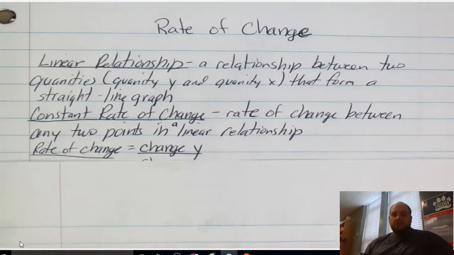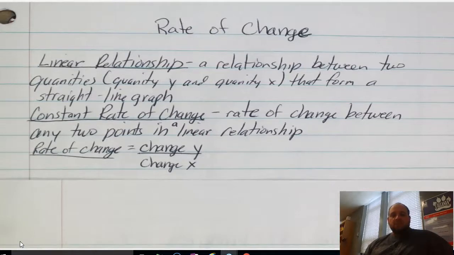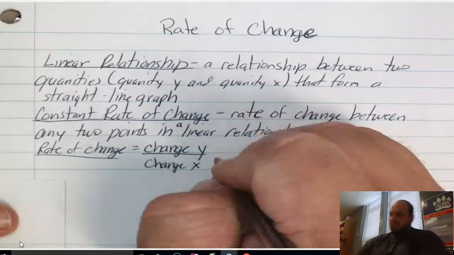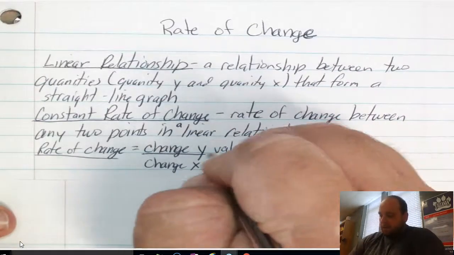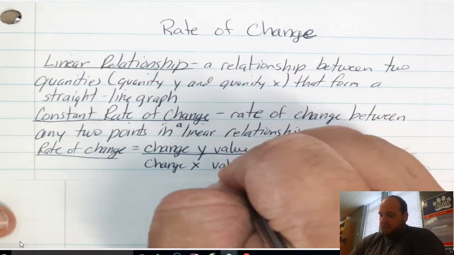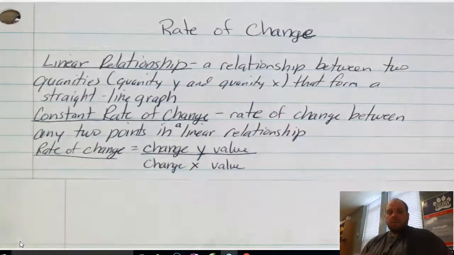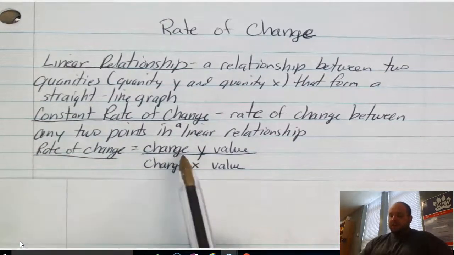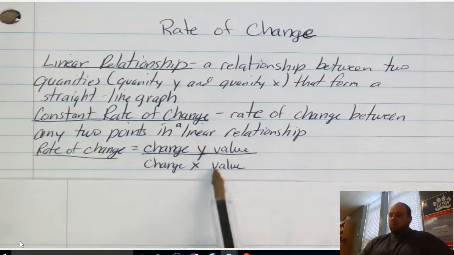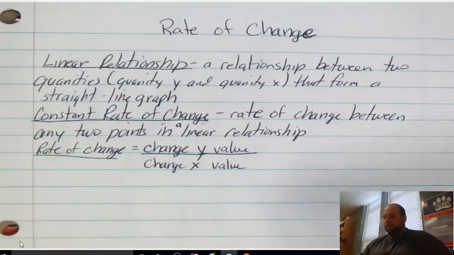Just quick review, in 7th grade, you learned about rate of change, and it's the change in the y value over the change in the x value, okay? So that's just a quick review of rate of change. So constant rate of change is something that's constant, where the y value and the x value are constantly changing. Okay, so let's go ahead and look at a couple examples.